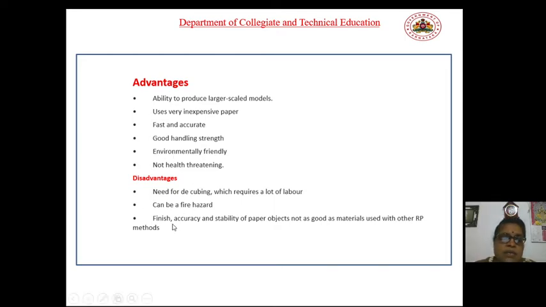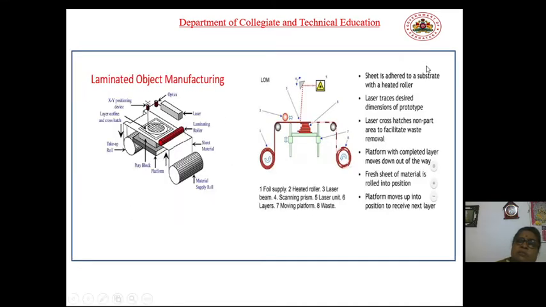And definitely the finish, accuracy and stability of the paper objects are not as good as materials used with the other rapid prototype methods. So these are the merits and demerits, or advantages and disadvantages, of laminated object manufacturing.